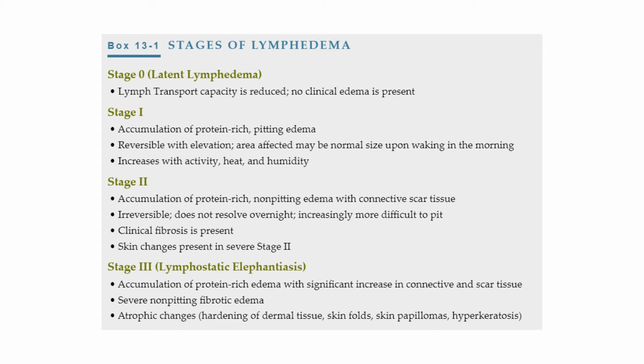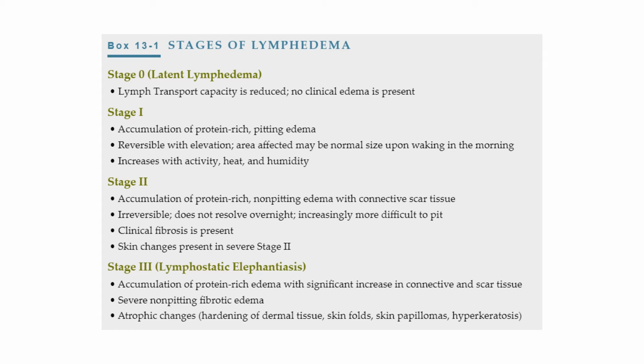So again, lymphedema is the swelling of the soft tissues that results from the accumulation of protein-rich fluid in the extracellular spaces. And lymphedema can be broken down into 3 stages. Actually 4 stages, sorry, because stage 0 is included. So stage 0 is the latent lymphedema, and in stage 0 there's going to be no clinical edema present. That's a very important characteristic of stage 0.